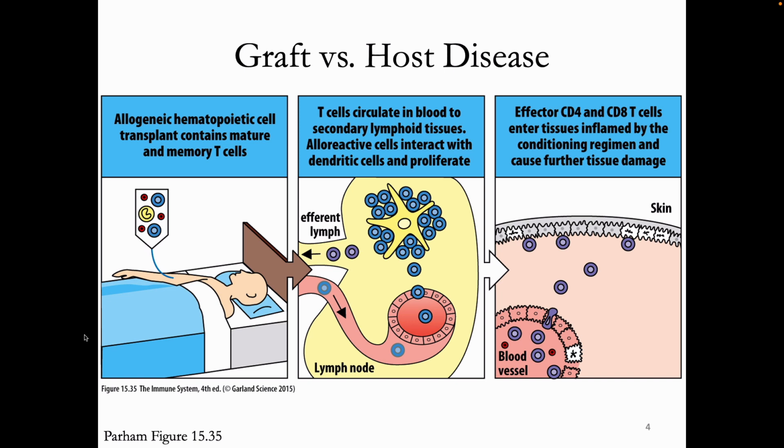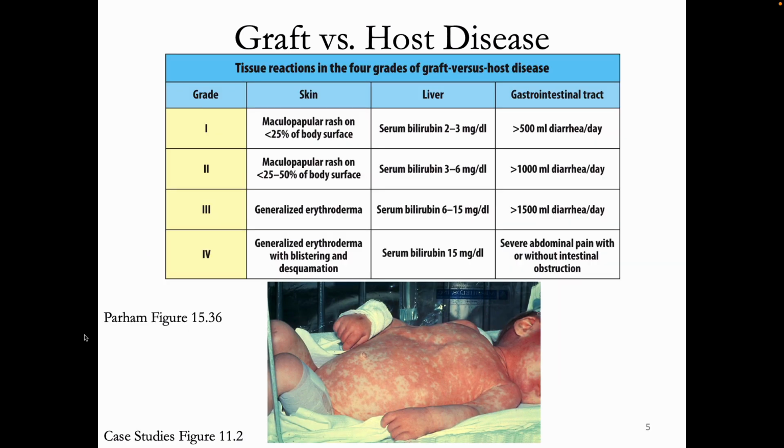And so here you can see our host getting a bone marrow transplant. That bone marrow involved a mixed population of cells, including some mature memory T cells, which are able to go to the lymph node in the patient and get activated because there are so many foreign antigens. This can be either direct or indirect recognition of MHC. And those T cells can then go to other tissues throughout the body and cause damage. And graft versus host disease can have different levels of severity, which are shown here.